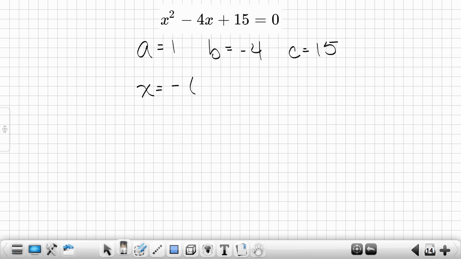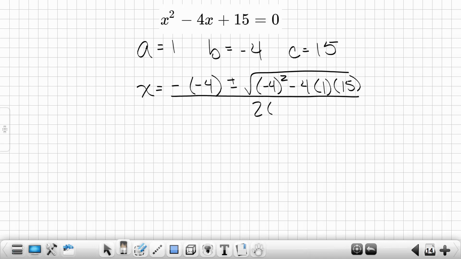Negative parentheses what? I'm sorry, did you say it? Negative 4. Negative parentheses negative 4, plus or minus the square root of negative 4 squared, all over 2 times 1. Make sure that you put your vinculum, your fraction line, underneath all of it. It's not just underneath one part.